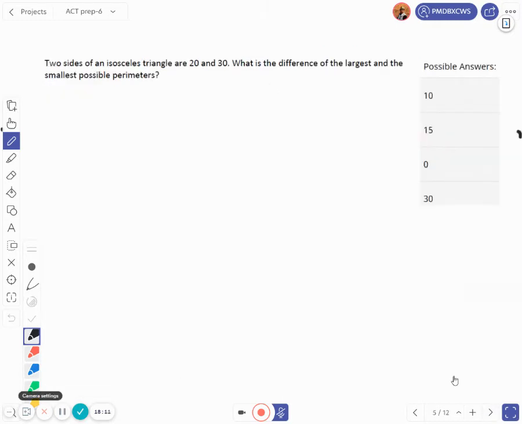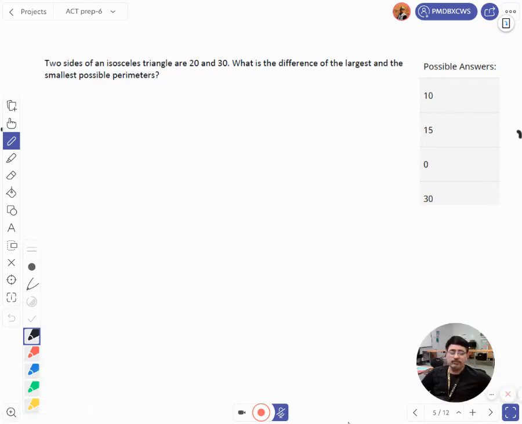Next question: two sides of an isosceles triangle are 20 and 30. What is the difference of the largest and the smallest possible perimeters? It's really interesting. Okay, just a moment. Let me draw a triangle.